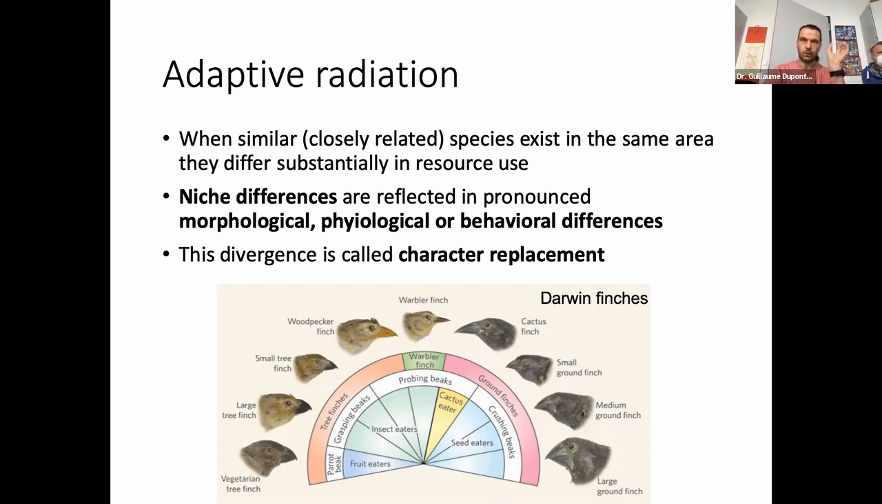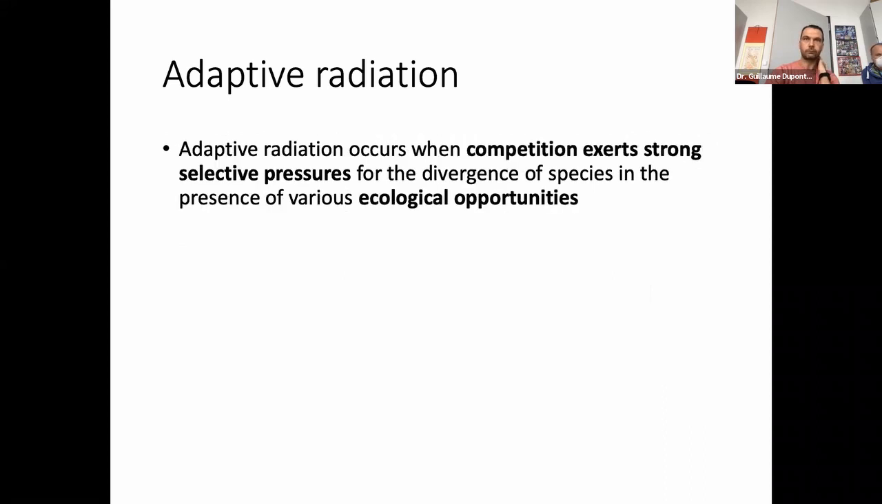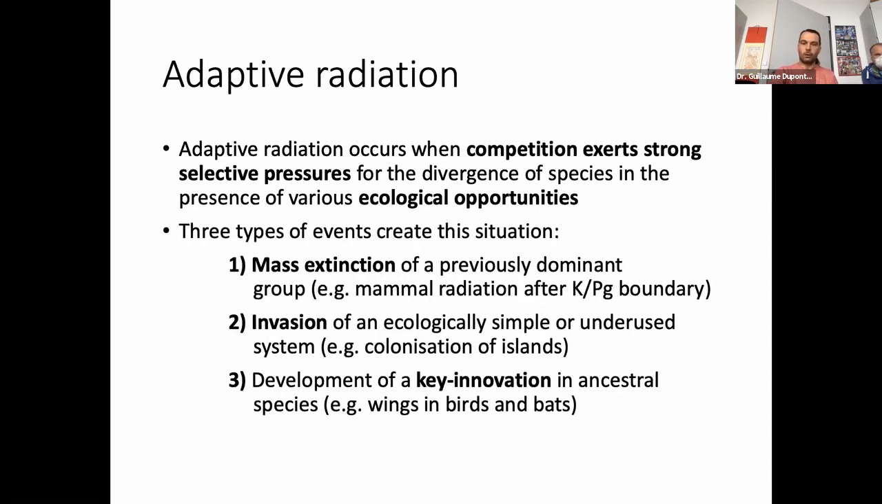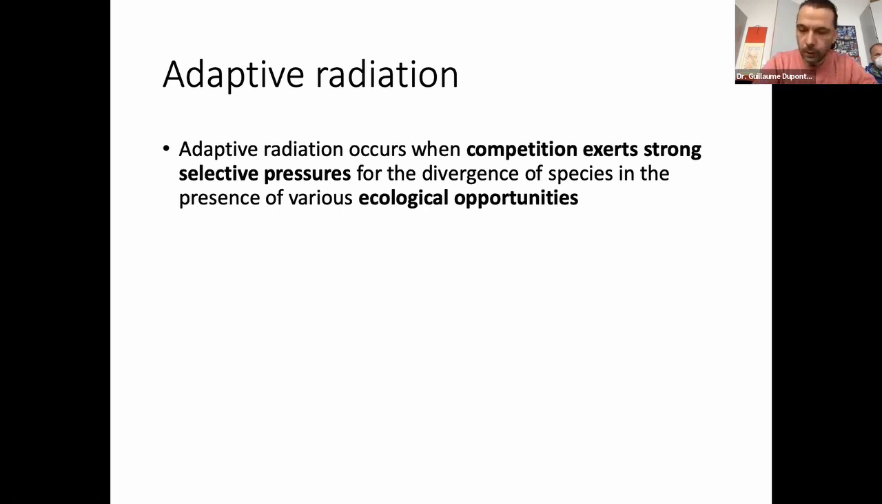So we see monophyletic groups being present in certain areas. We have sympatric speciation. The other example I mentioned the last time are the cichlids, fishes in East African lakes. So adaptive radiation occurs when competition exerts strong selective pressures, and then divergence happens when ecological opportunities are present. So can you give me examples under which situations this could occur, except for the invasion of an island?